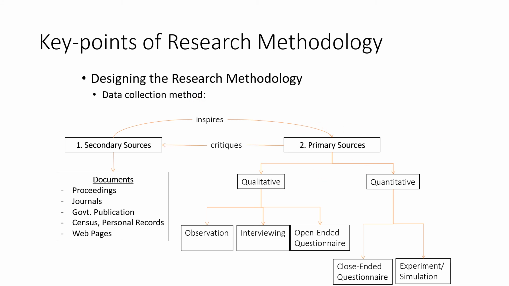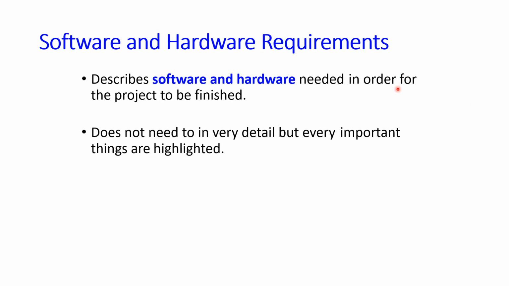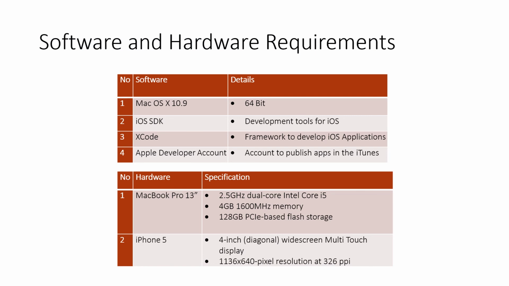And so, the software and hardware requirement, describe software and hardware needed in order for the project. So does not need to be in a very detail, but every important things are highlighted. So kalau you pakai software apa, you have to decide which databases you are going to use, which DBMS you are going to use, which software, which hardware. You nak pakai QR, mana nak scan the QR, so you nak pakai telefon spek apa, and so on. Okay, these are example for hardware. This is for hardware requirement and the software requirement.